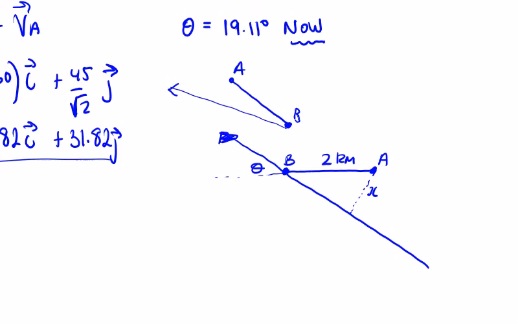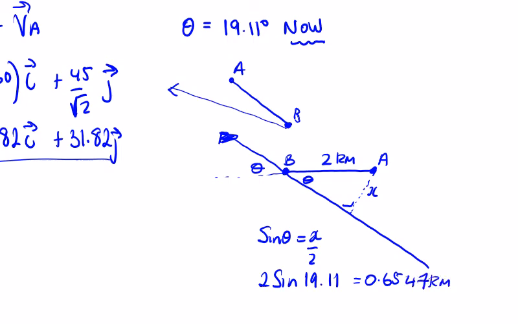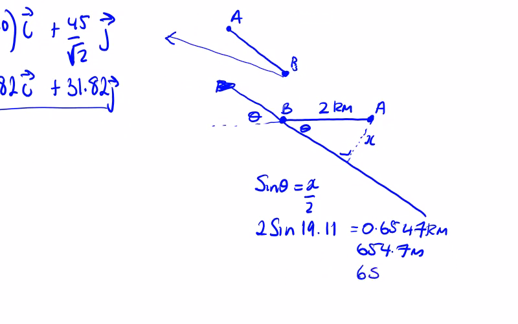So bring that theta back into the triangle here, and we'll get the sine of theta is equal to x over 2. So 2 sine 19.11 is going to give me 0.6547. Now that's in kilometers, so that will be 654.7 meters. So 655 meters if it's to the nearest meter.